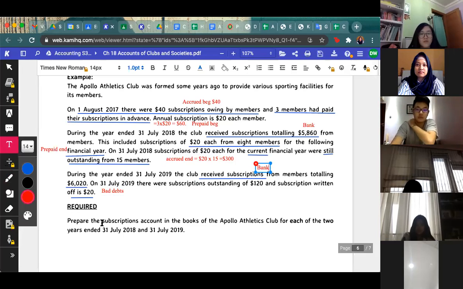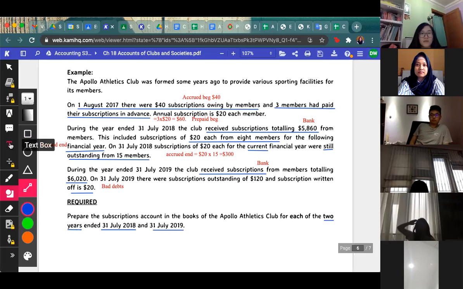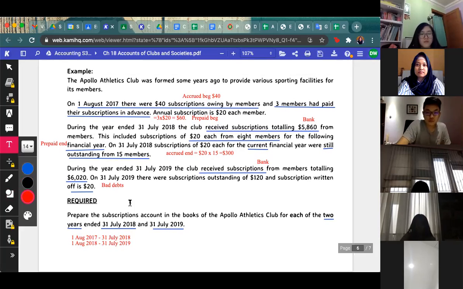Let's continue. Prepare the subscriptions accounts in the books of Apollo for the 2 years ended 31 July 2018 and 2019. So you are dealing with 2 years. And the accounting period for the 2 years starts on 1 August 2017 to 31 July 2018, and then 1 August 2018 to 31 July 2019. Now you need to separate all the information here depending on the accounting period.